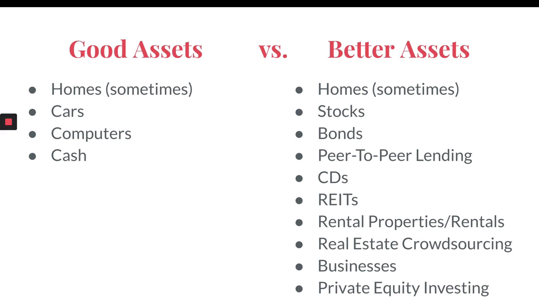Homes. Sometimes homes could be in either category, right? So homes could be in good or it could be in better. Okay. Hindsight is 2020. You moved to San Francisco in the 1990s. You buy a home for $150,000. Now today in 2019, that $150,000 house is worth $3.5 million. Okay, yeah, I would call that a better asset.